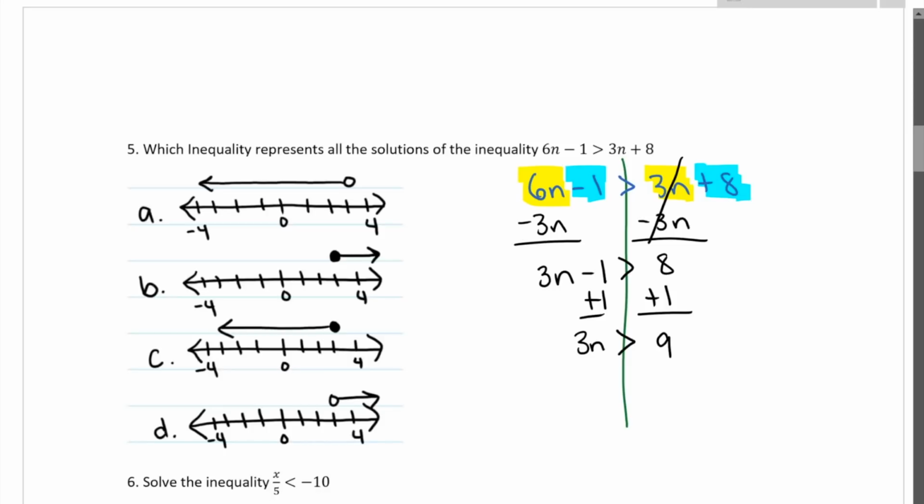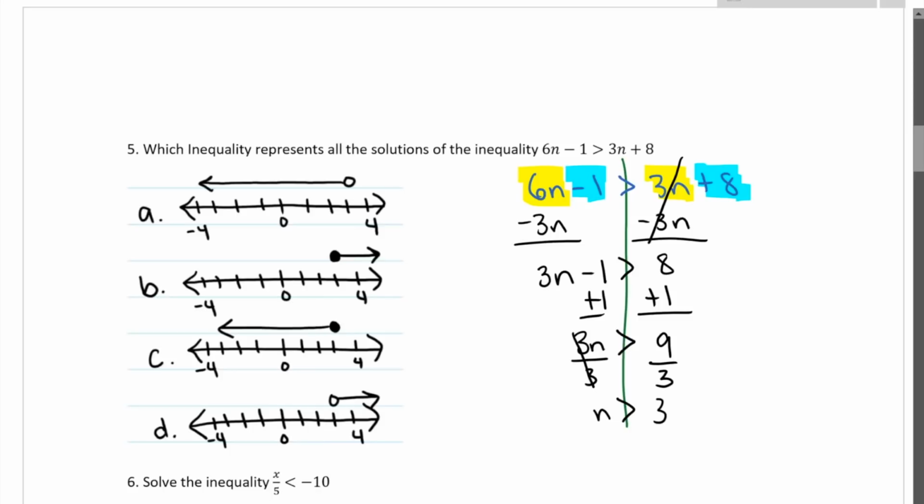I have one more step. We just talked about it. When there is a number and a variable next to each other, it is multiplying. So the inverse is division. Cross those 3's out. N is greater than 3.